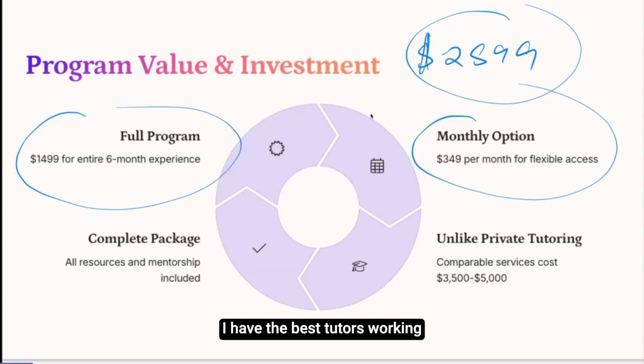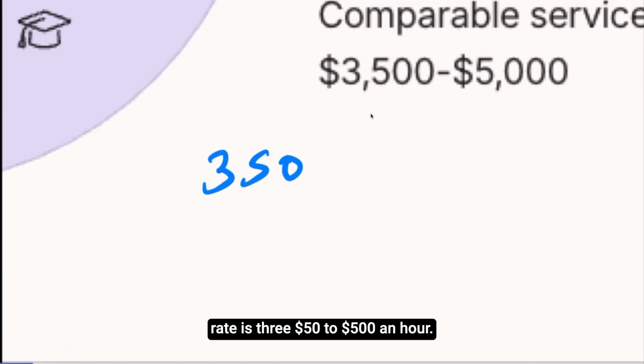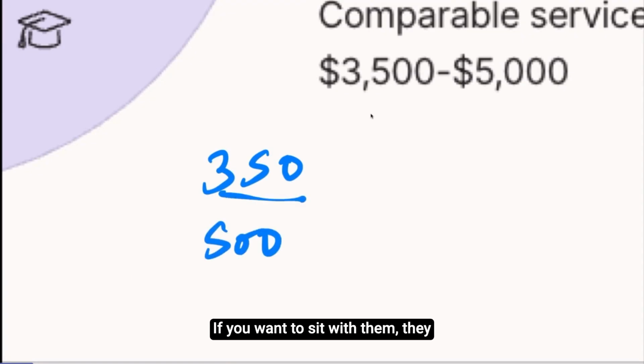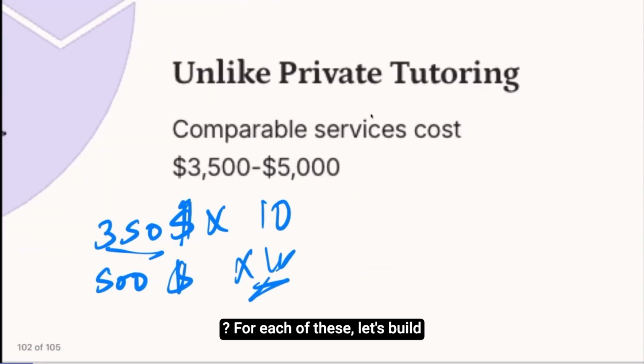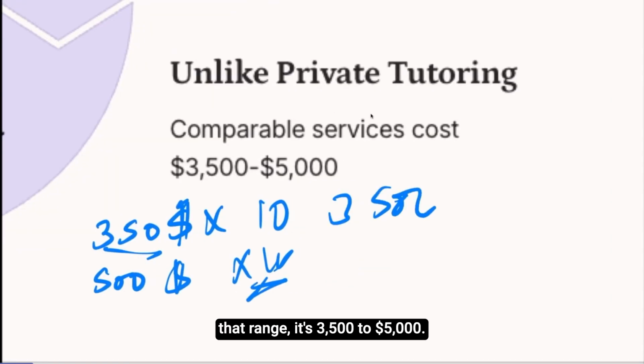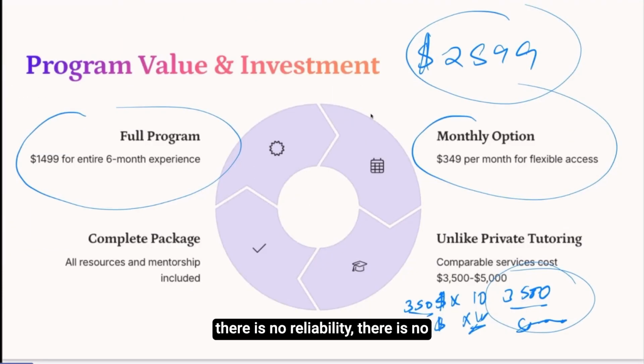I have the best tutors working with me, and it takes a lot of finances to make all of this work. And this is unlike private tutoring. If you look at any other tutor and you want to learn testing skills from them, in America, the tutoring rate is $350 to $500 an hour if you want to sit with them. They don't have any curriculum. They don't have a proven system. They haven't tested it across thousands of students. $350, even if you took 10 hours for each of these, let's build that range. It's $3,500 to $5,000. And in this, there is no consistency, there is no reliability, there is no structure.